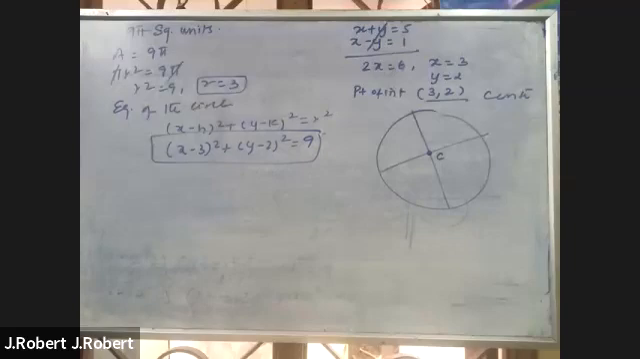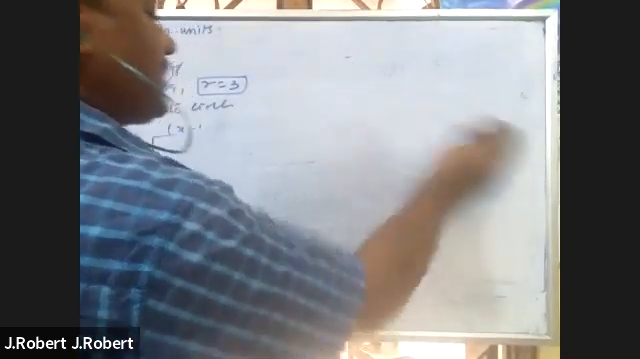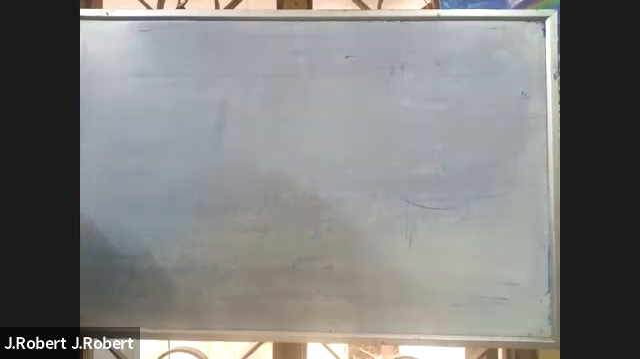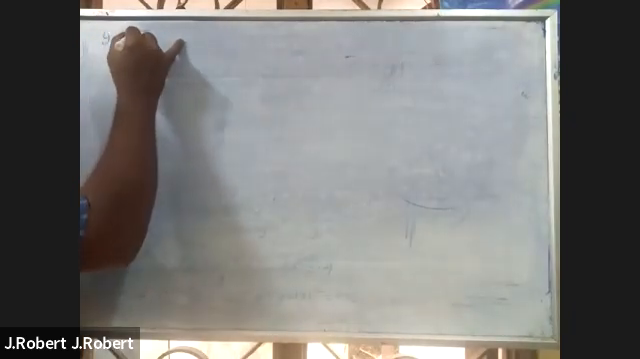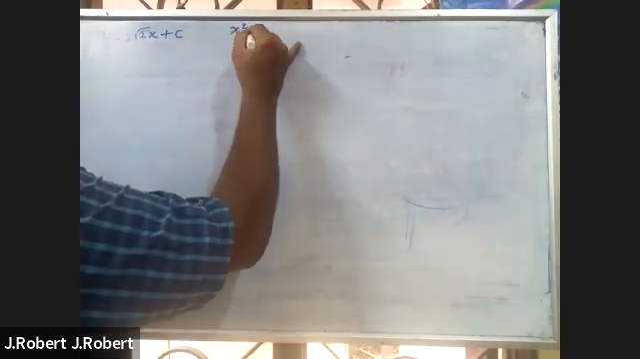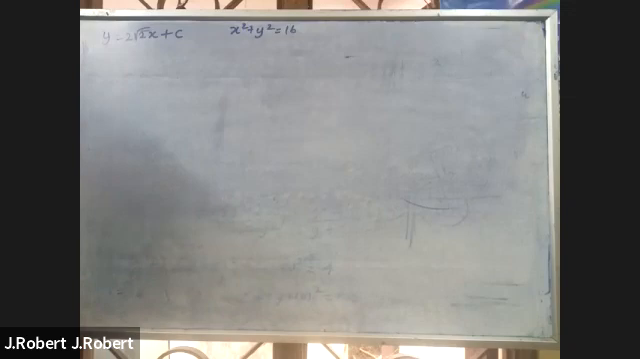The next problem. If y equals 2 root x plus c is a tangent to the circle x square plus y square equal to 16, find the value of c. Very interesting. They can ask this for 2 marks or as multiple choice, they can ask it in any way.